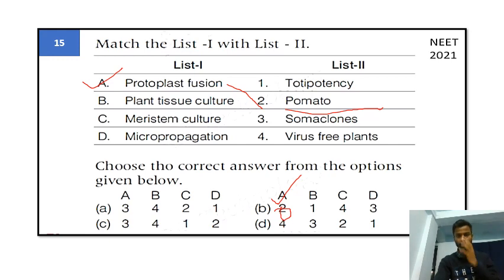Plant tissue culture, totipotency. An explant produces a new plant. This is known as totipotency. Toti means total, potence means power. And in C, meristem culture. This meristem culture is done to get a virus-free plant. Then micropropagation. This is called soma clones. This is the answer of D. So the overall answer is B: A2, B1, C4, D3.